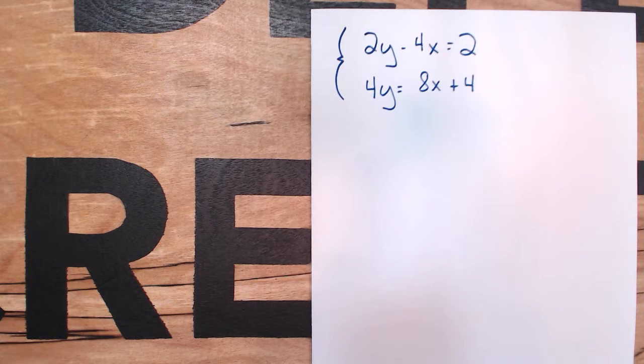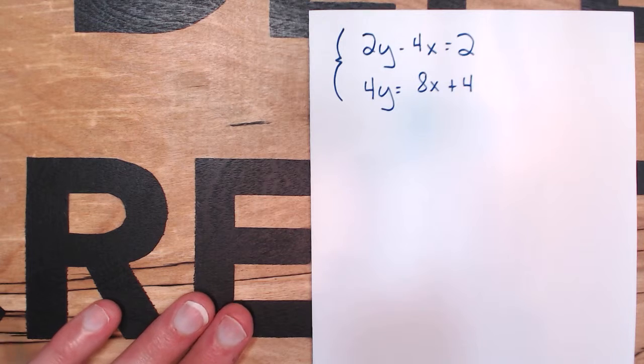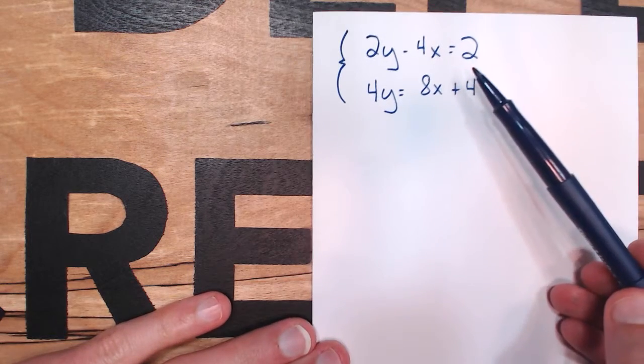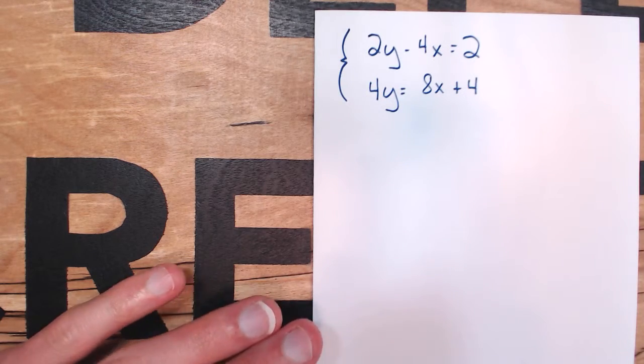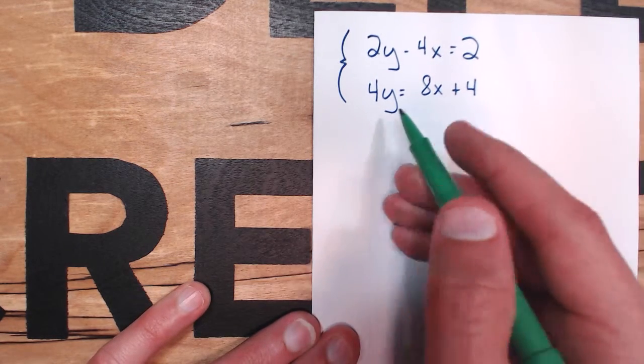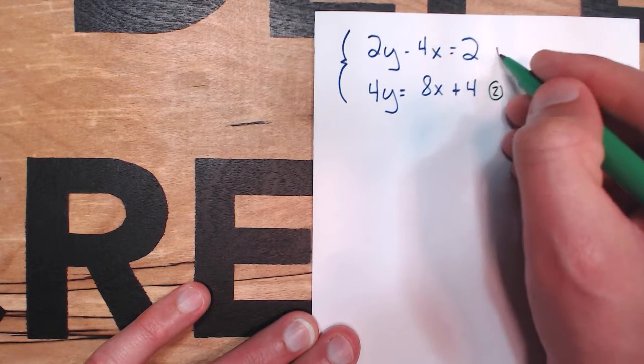Alright, so we are going to solve this system of equations using substitution. And remember, our first job is to pick one of our two equations, and we want to pick one that maybe looks like it's easier to get one variable all by itself. I'm looking here and it looks like equation number 2. I'm going to go ahead and number these. I'll call this 2 and I'll call this 1.